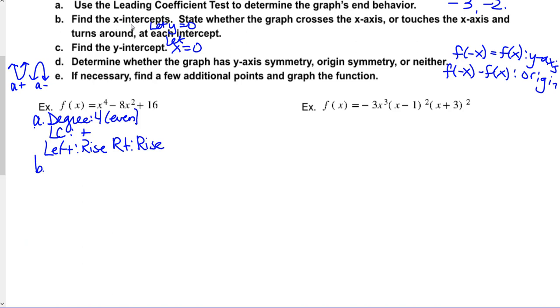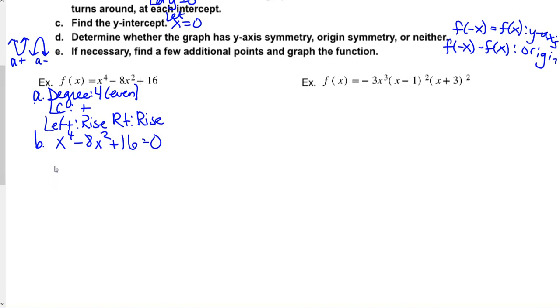Okay. Part B. Let's find our x-intercept. So in order to do that, just do the opposite. We want to let y equal 0, or our function value equal 0. So we want to know when x to the 4th minus 8x squared plus 16 equals 0. And this is where a lot of the math is going to come into play because I have to factor that. So when I factor that, it is a trinomial.